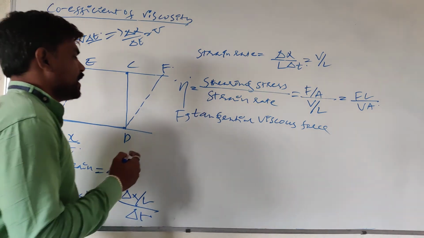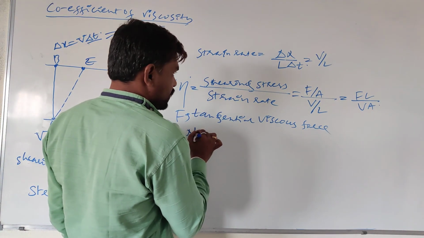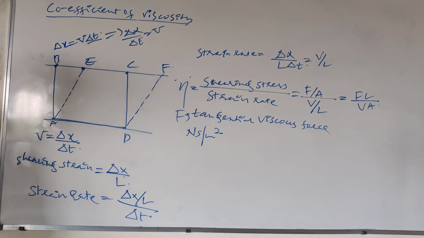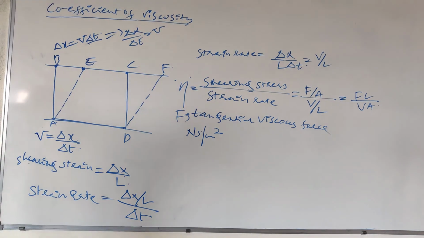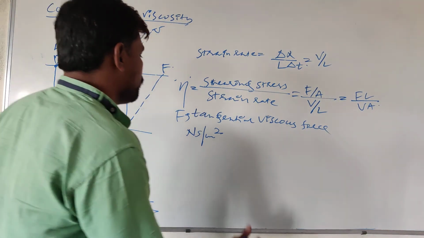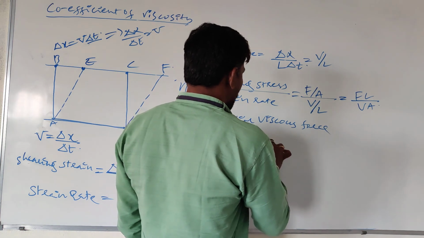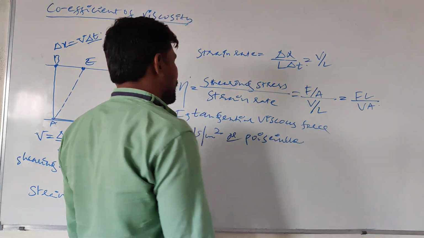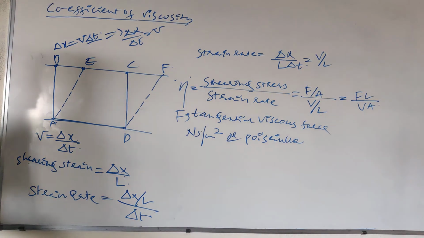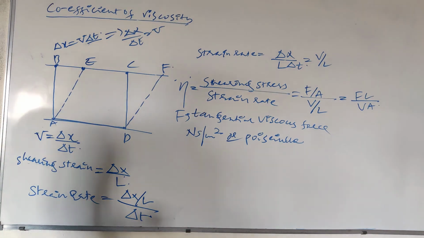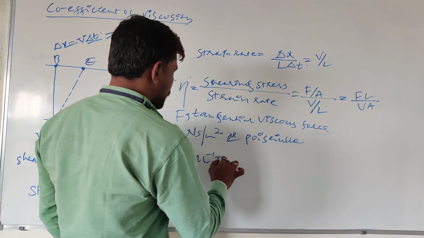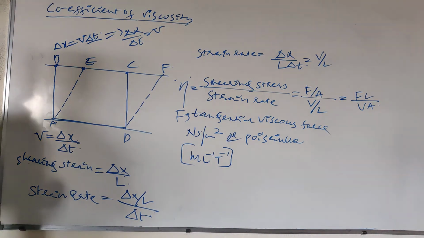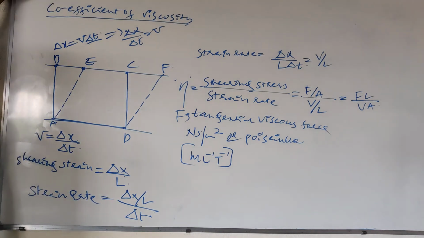So the SI unit is written as Newton second per meter square, or it is called Poiseuille. Right? So its dimension formula is M L to the power minus 1 T to the power minus 1. The dimension formula. Right. So this is the coefficient of viscosity.